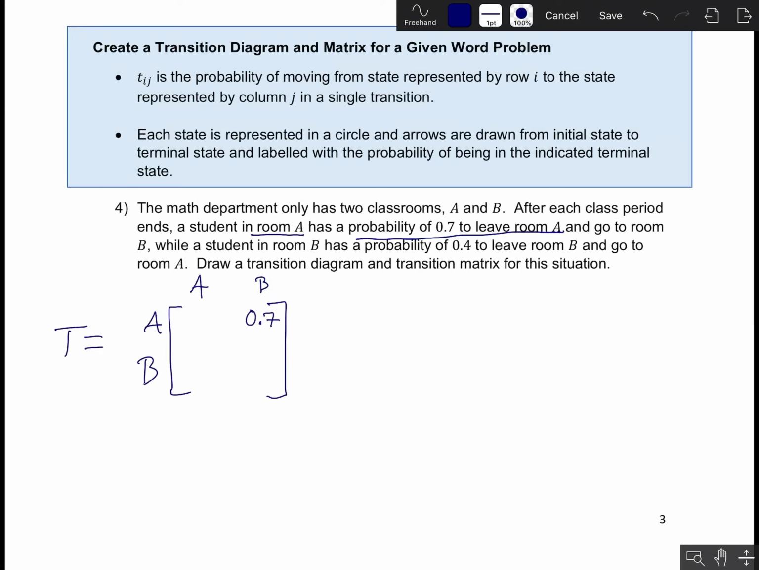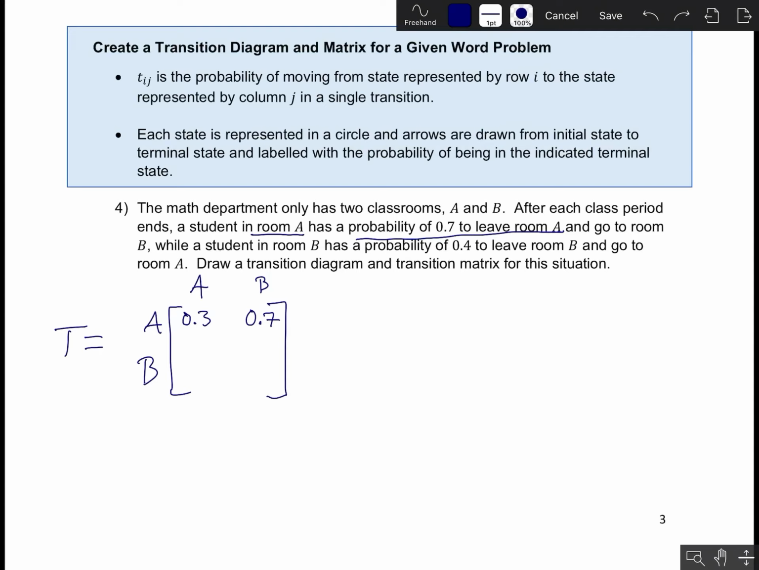Next, we have the transition probability from A to A. Now notice that's not explicitly stated in the prompt, but we do know that if there's a 70% chance that you leave the room A, then there's a 30% chance that you stay. And that can also be found by remembering that each of these rows has to total up to 1. Those are just 2 different ways of saying the same thing. Both of those are just saying that the total probability of those transitions away from A has to be 1. Just like if there's a 20% chance that it rains tomorrow, then there's an 80% chance that it doesn't rain tomorrow. Total probabilities need to be 1.